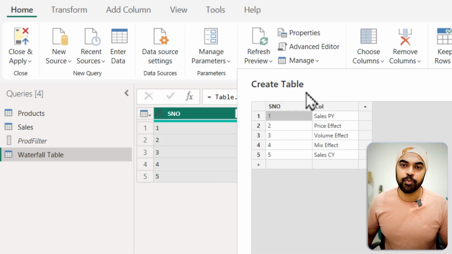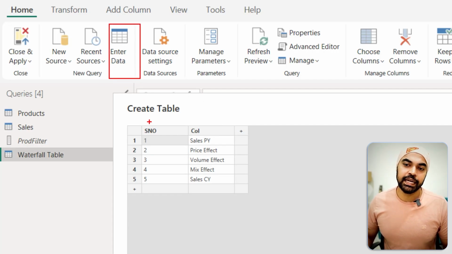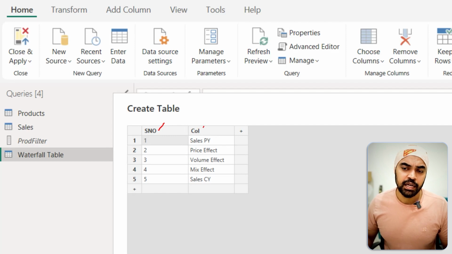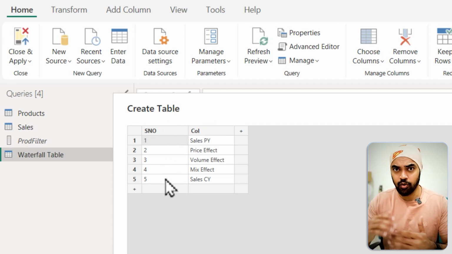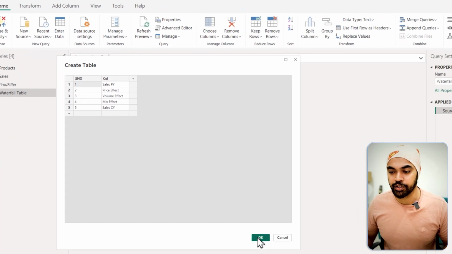So I'm going to hop over to Power Query, and I'm going to use this Enter Data option to create a table like this, which is going to have 2 columns. The first one is the serial number, and the second one is the name of the column. So you can see that we have 5 things. This is the order that I would want: the first one is going to be sales previous year, price effect, volume effect, and mix effect, and the sales of the current year. I'm good to go.